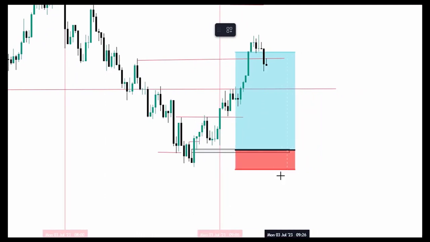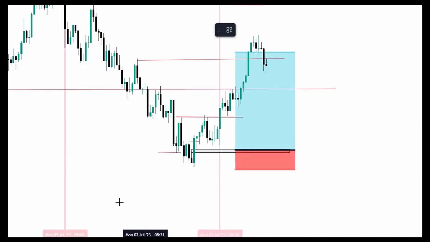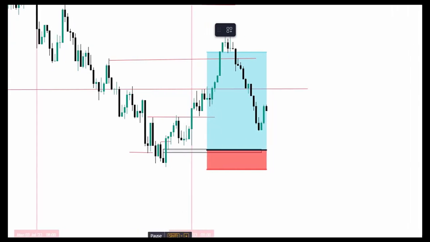As you can see, price is going up. When price is doing something like this, don't panic. All you need to do is follow the rules, follow the strategy rules, and you are good to go. If it didn't come back to take you, then you look for another setup the next day. So you keep on playing.